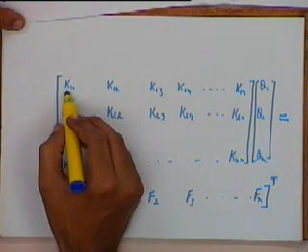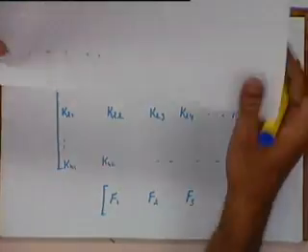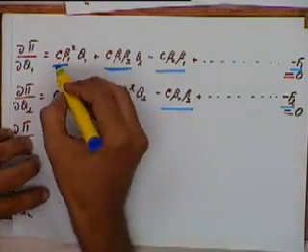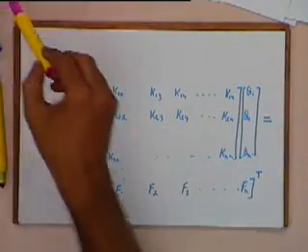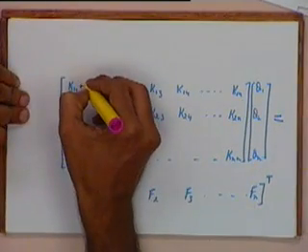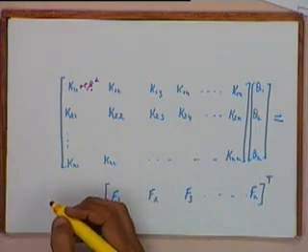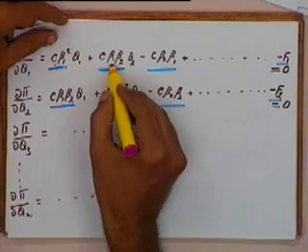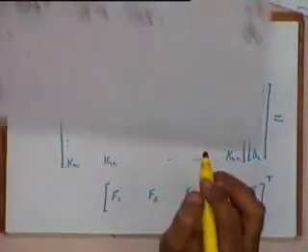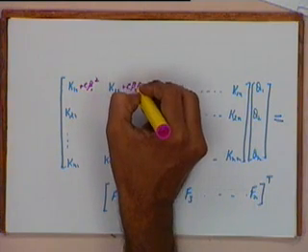okay, the coefficient of Q1 in the first equation has got this extra term of C beta 1 squared. So here I will add C times beta 1 squared. Okay, the coefficient of Q2 has got C beta 1 beta 2. So here I will add plus C times beta 1 beta 2.